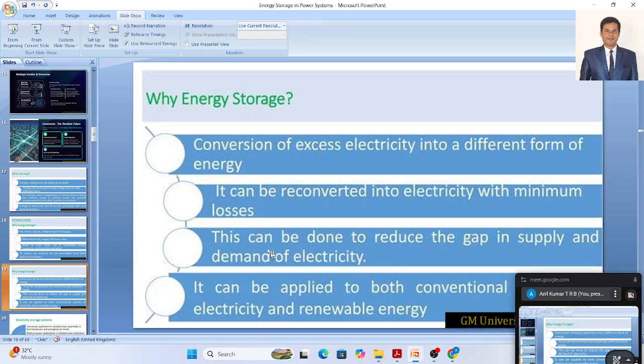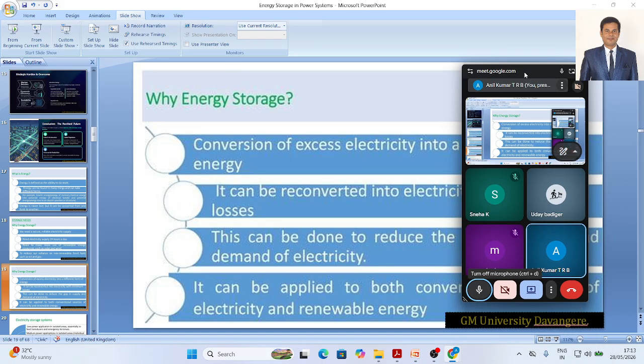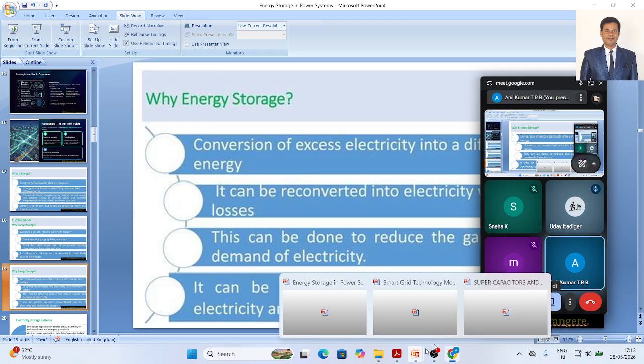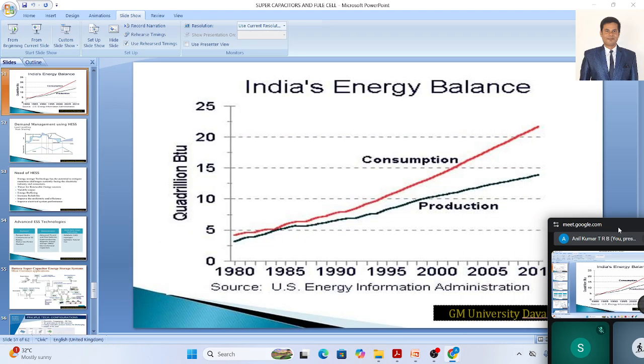Is that clear? This can be done to reduce the gap in the supply and the demand of electricity. Understood, no? Is it clear, Sneha and Mamta? Yes, sir. So from the graph you can understand how you can fill this gap, isn't it? See, generation is low, consumption is increasing. Consumption and generation should both be the same, then supply and demand can be satisfied. Yes or not? So to fill this gap only we are going for battery energy storage, right?